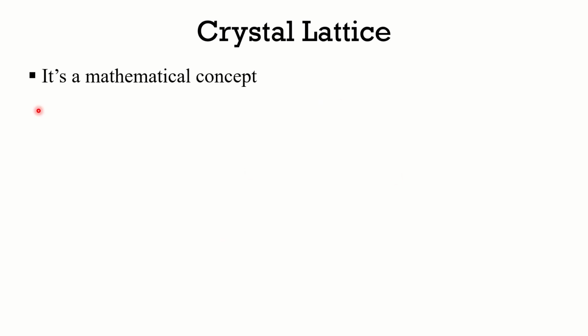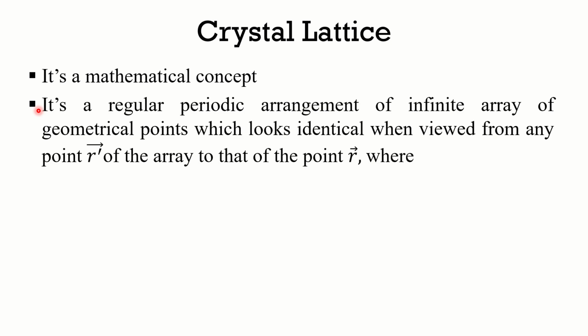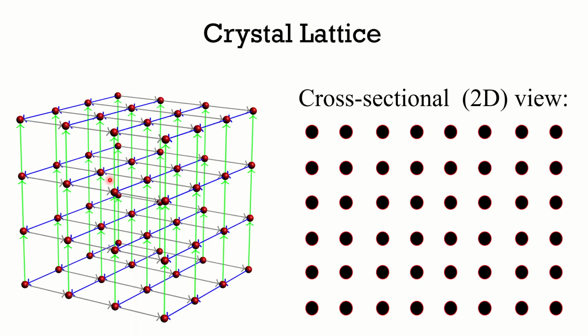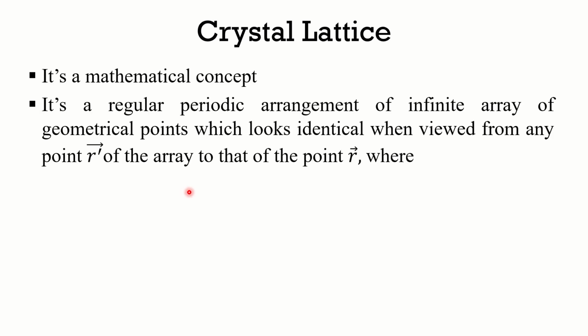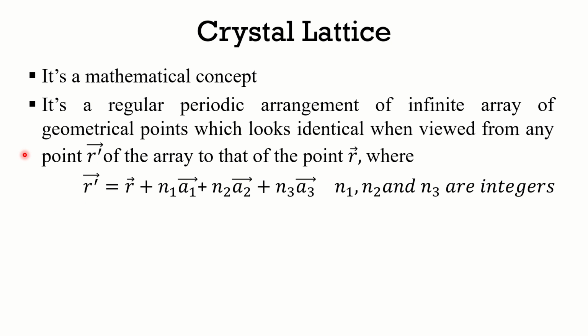So the concept of a lattice is a mathematical concept. It's a regular periodic arrangement of an infinite array of geometrical points which looks identical when viewed from any point r prime of the array, which I discussed. So suppose this point is r prime and this is r, so they look almost similar, identical, when viewed from any point r prime of the array to any point r, where r prime and r are connected with this equation.